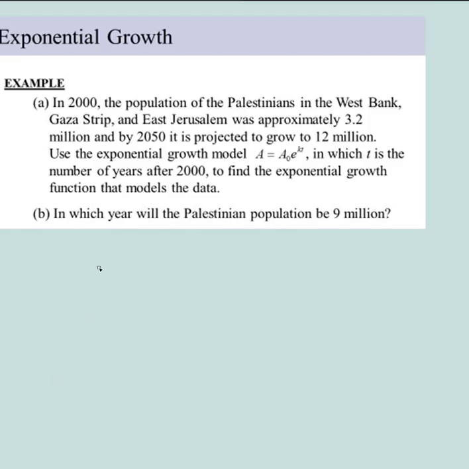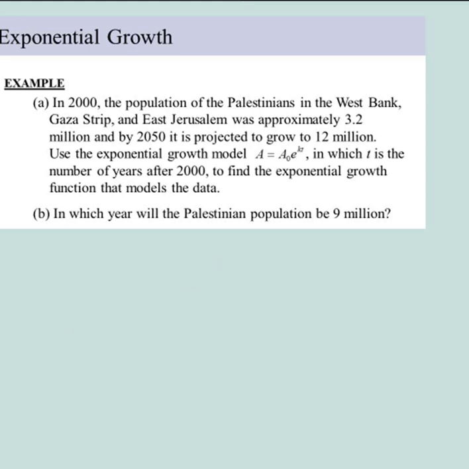This example is actually the one from the PowerPoint. It says that in 2000, the population of Palestinians in the West Bank, Gaza Strip, and East Jerusalem was approximately 3.2 million. And by 2050, it is projected to grow to 12 million. Use the exponential growth model, in which t is the number of years after 2000, to find the exponential growth function that models this data. And then b asks which year the Palestinian population is going to be 9 million.